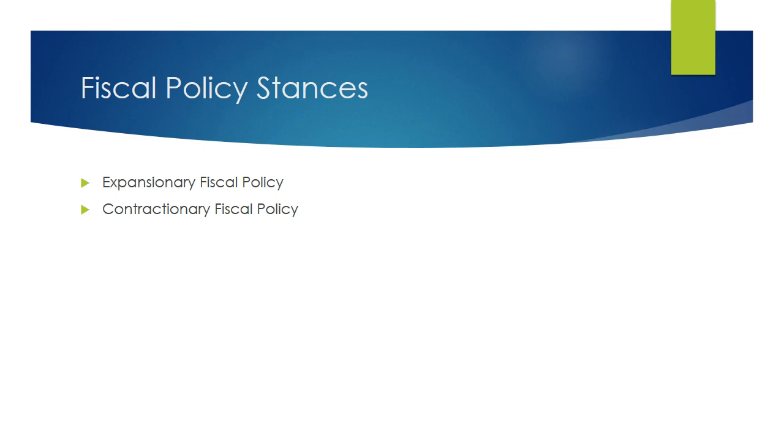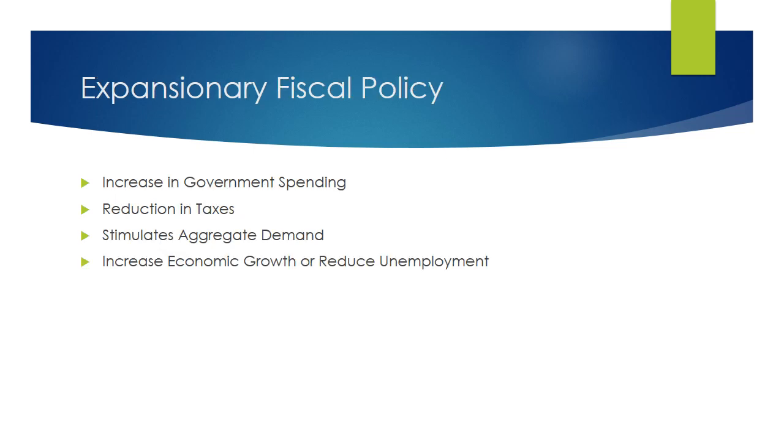In today's presentation, we will only look at the expansionary fiscal policy stance together, but I would like all of you to independently form similar lines of causation for contractionary fiscal policy after watching this. So, what does an expansionary fiscal policy actually mean? Expansionary fiscal policy is when the government increases spending and reduces taxes to stimulate aggregate demand.